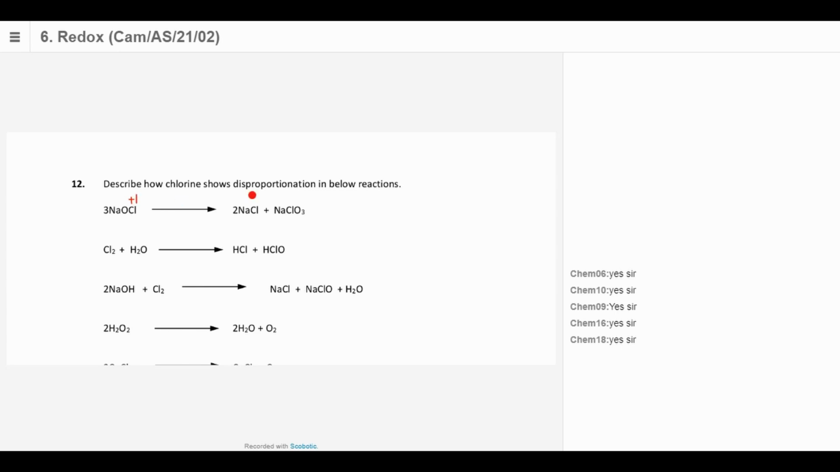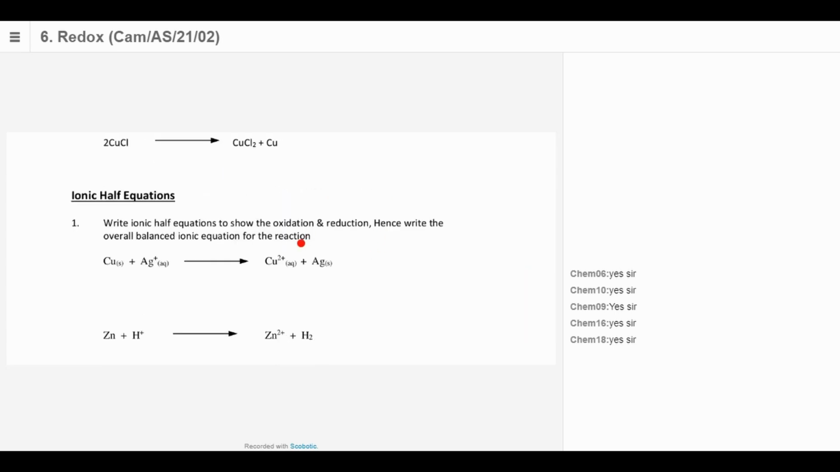For example, chlorine here, +1 to -1 is a decrease in oxidation state, that is reduction, and +1 to +5 is an increase in oxidation state, which is oxidation. So this simultaneous reduction and oxidation of the same species in the same reaction is referred to as a disproportionation reaction. I think this is where we stopped in the last session.